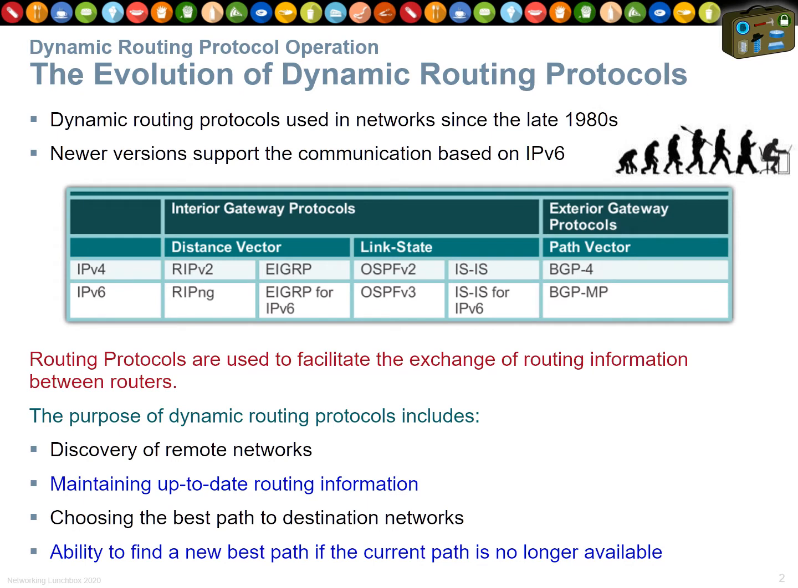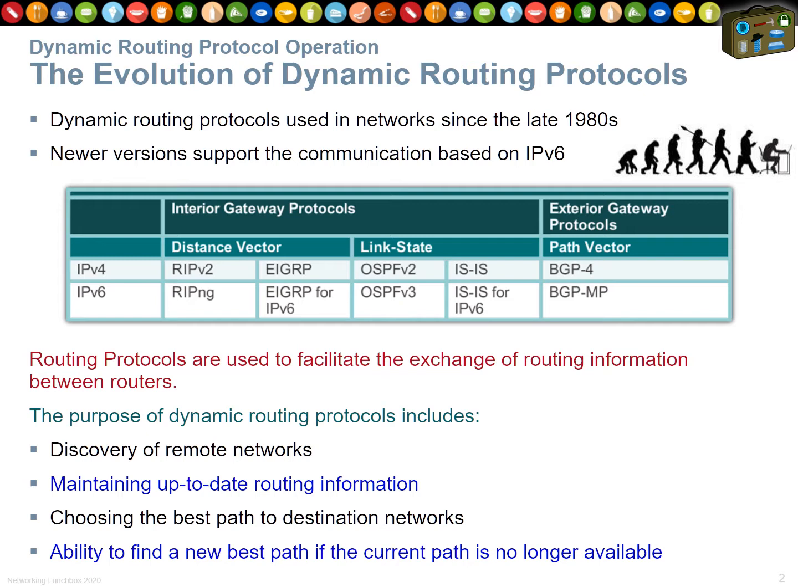What is a routing protocol? A routing protocol is the way routers talk to each other to share information. That's it. They discover new networks, they maintain the information, they choose the best path, the most efficient way of getting from A to B. And if that best path fails, then it's their responsibility to find the next one.